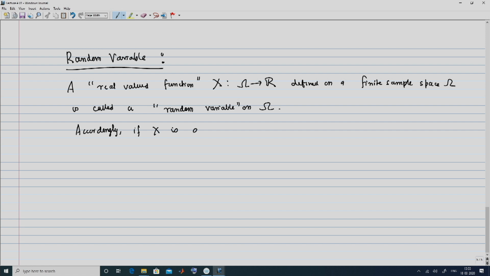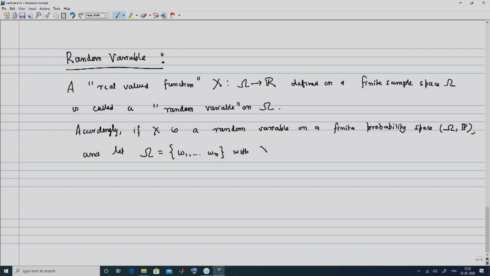So, accordingly, if X is a random variable on a finite probability space, which you denote by Omega, P, the sample space and the probability measure, and let my finite sample space Omega have n number of elements, little omega 1 through omega n, with X taking a finite number of possible values, say x 1 through x m, which you put as a set, fancy A. So, this is going to be x 1 through x m. Remember that X is a random variable from Omega to R.